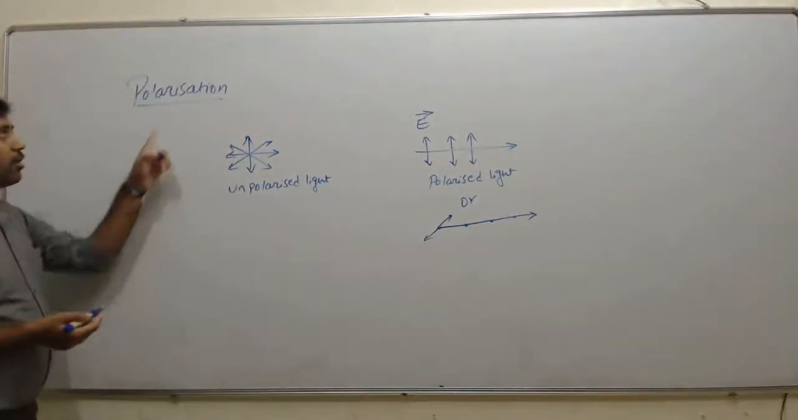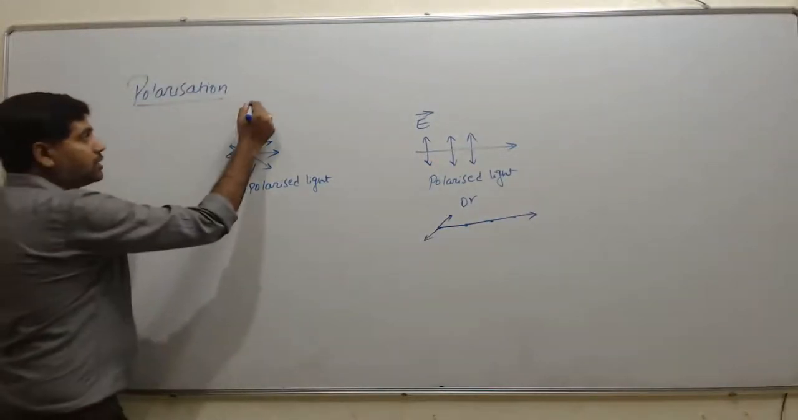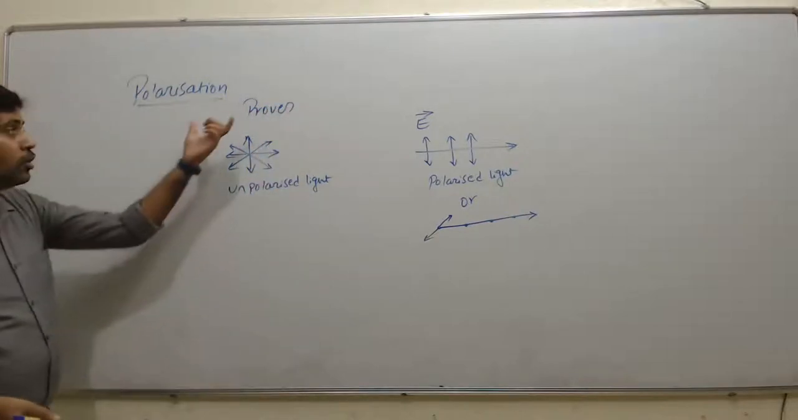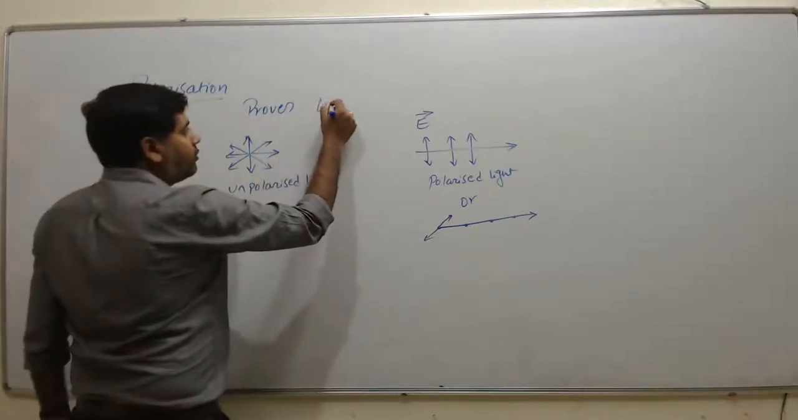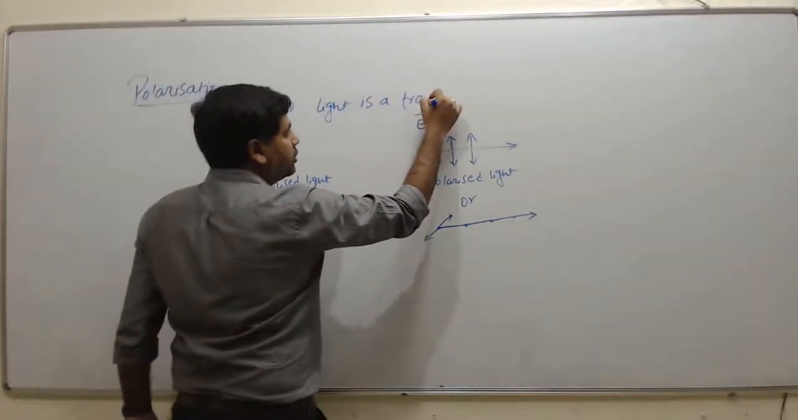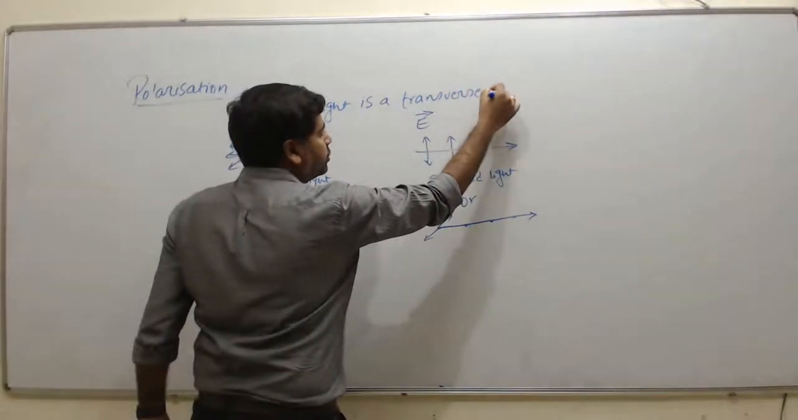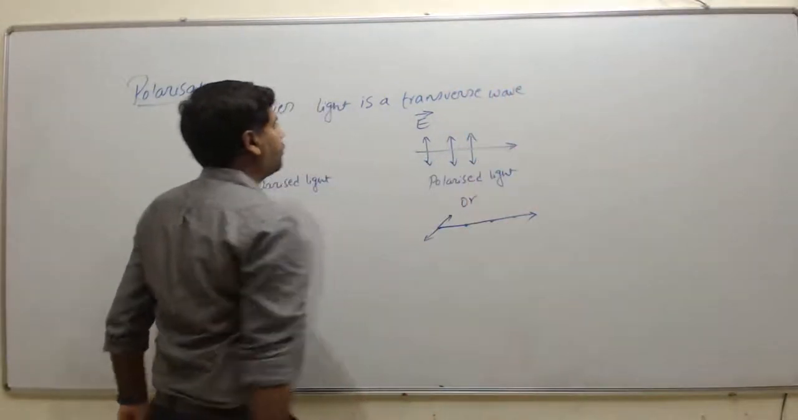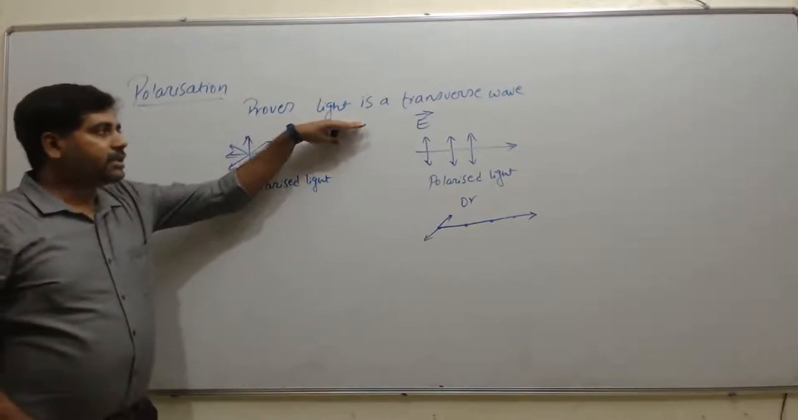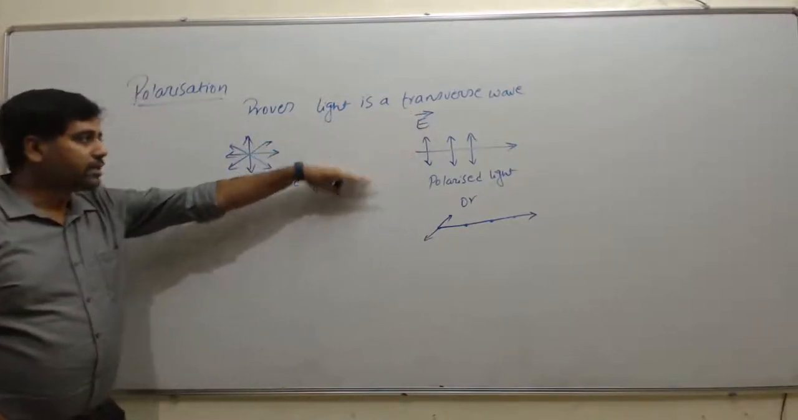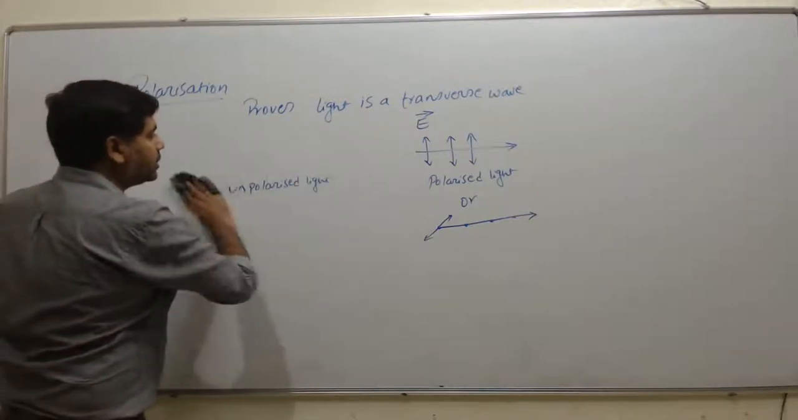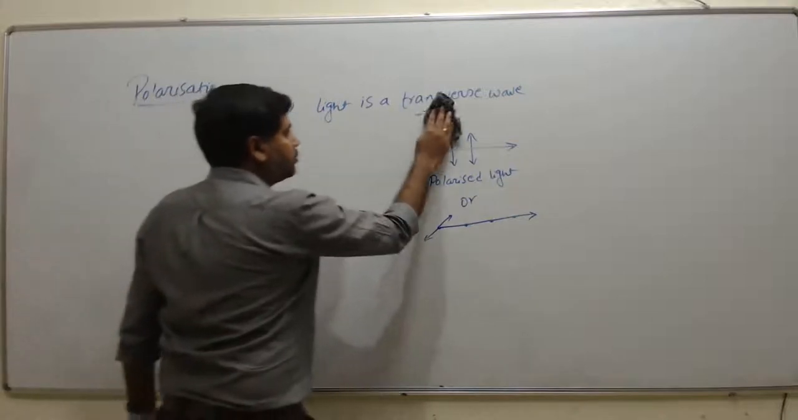The phenomenon of polarization proves that light is a transverse wave. Next, we will prove that, how we get the light wave as a transverse wave.